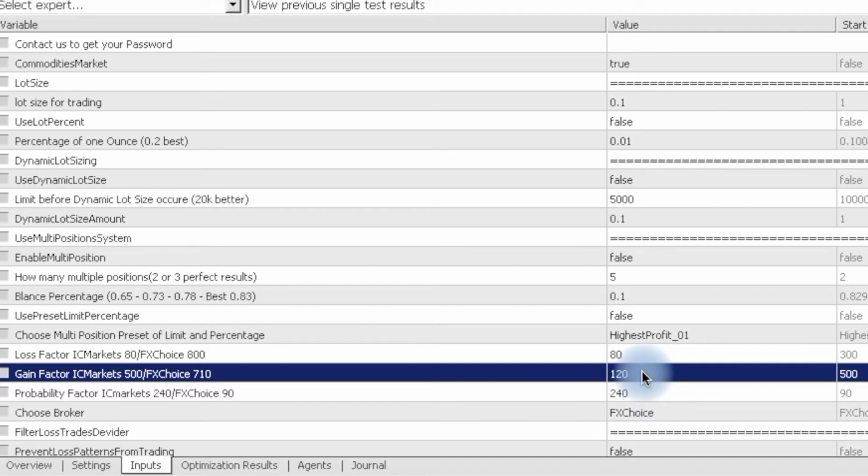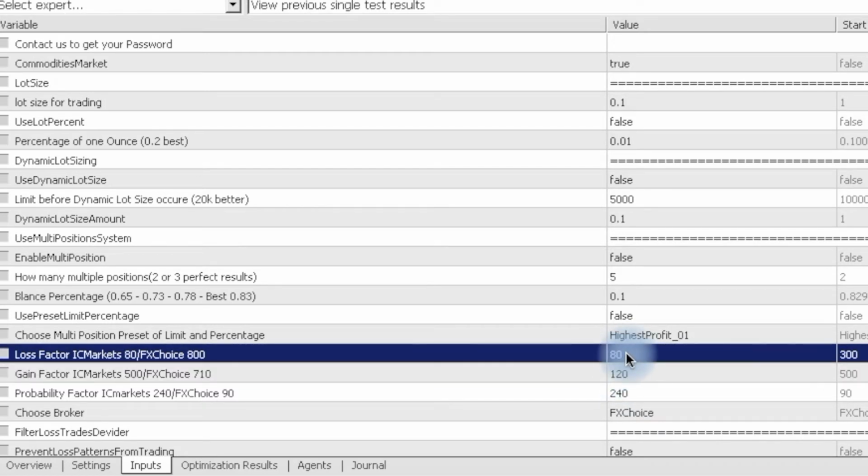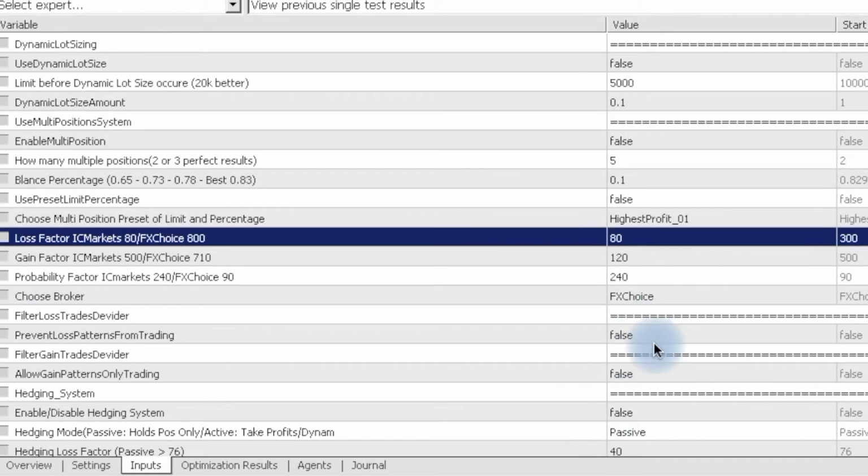Now this movement, what do the gain factor and loss factor decide? Basically, it tells the EA, once I have this amount of money, take the profit. Once I have this amount of loss, then we take some action. This action will be based on some of the other portions here that we'll explain later.